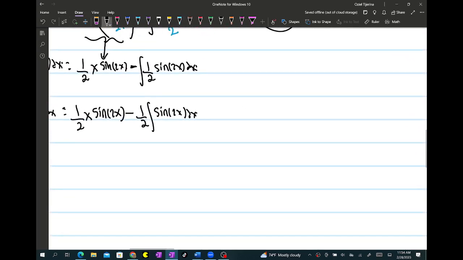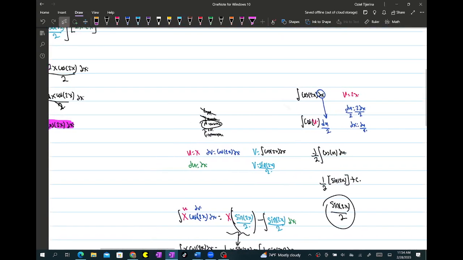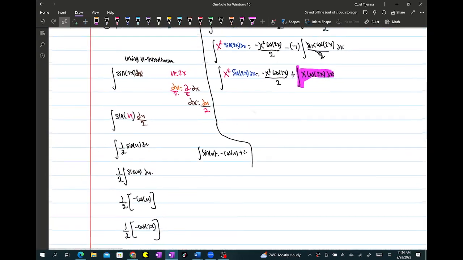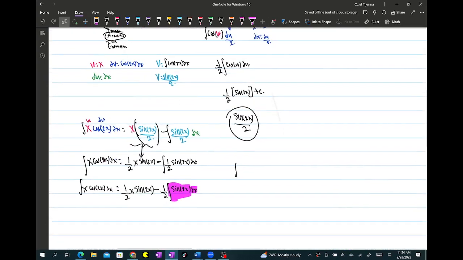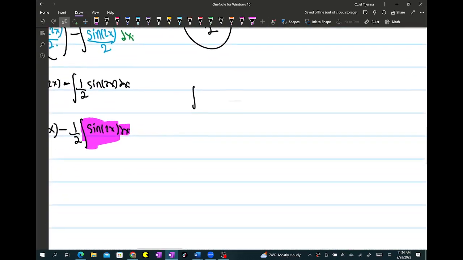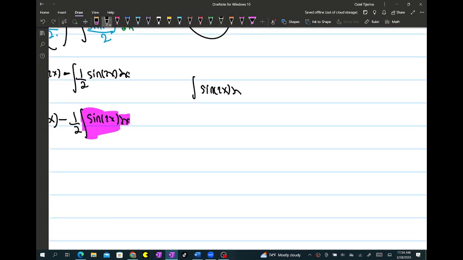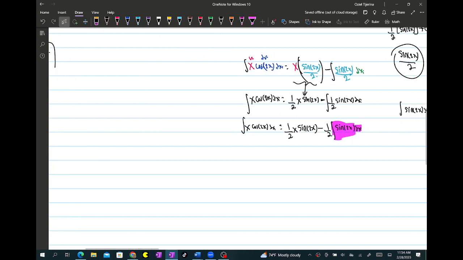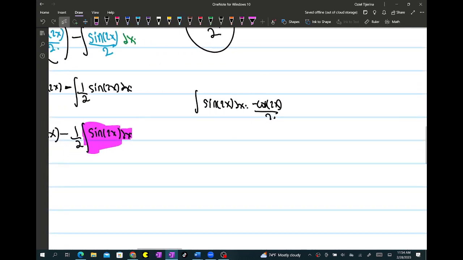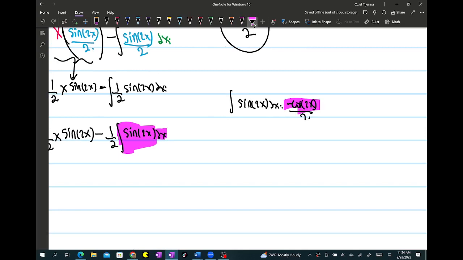We are going to use u-substitution again to integrate this. But I think I already did it, so that's why we have it right here. We ended up getting negative cosine of 2x over 2 for that. You don't have to do it again, because if you do, you're just wasting time. So really, the integral of sine of 2x dx is negative cosine of 2x over 2. So we're going to put this in for that.